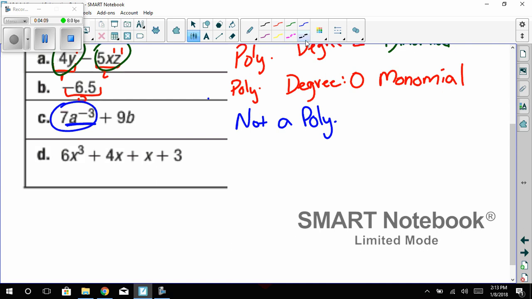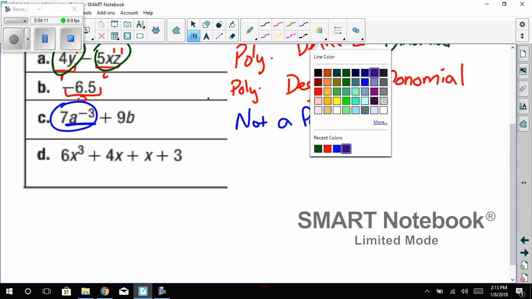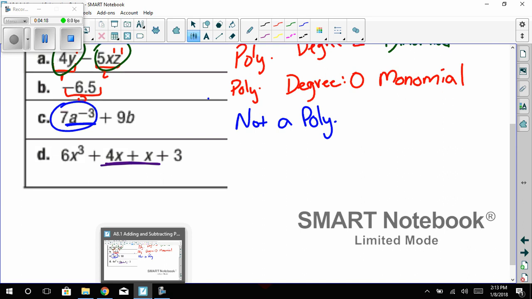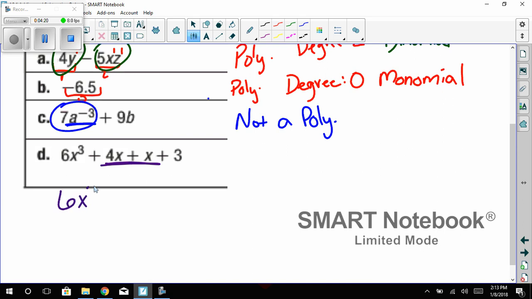Okay, last one. What we should always do first is simplify if we can. In this case, we can simplify those 2 things. So it's 6x cubed plus 5x plus 3. Now I can determine if it's a polynomial and the degree and monomial stuff. This 6x to the third is a monomial, 5x is a monomial, and 3 is a monomial. Since they're all monomials and we're summing them together, this is a polynomial.